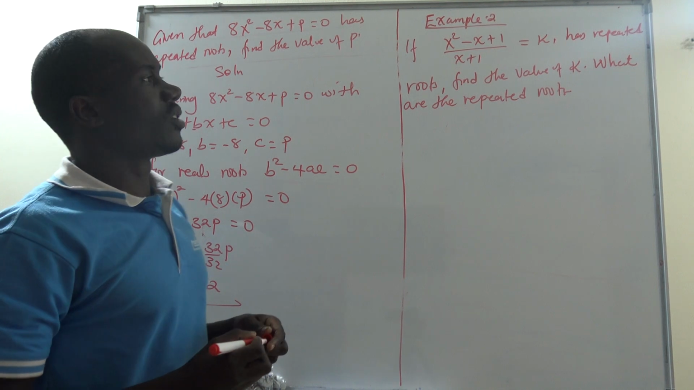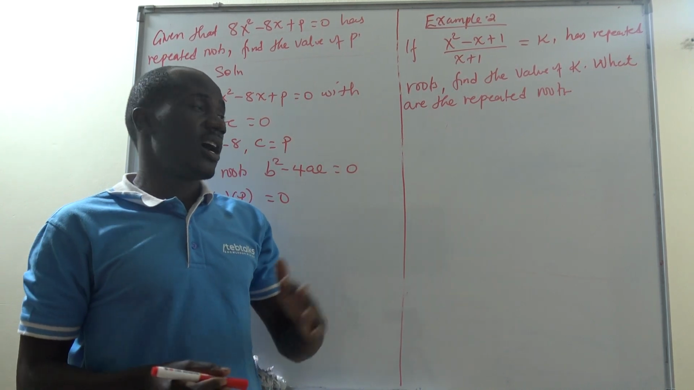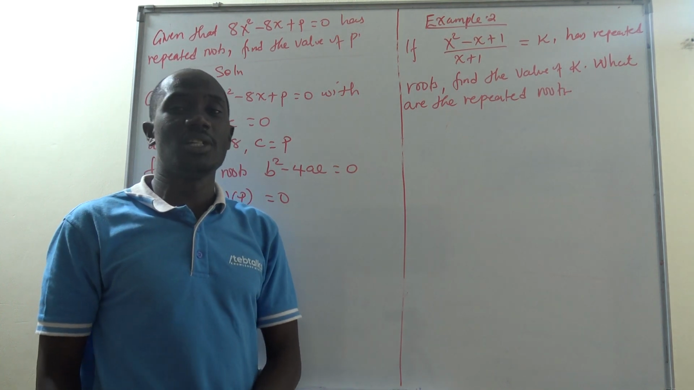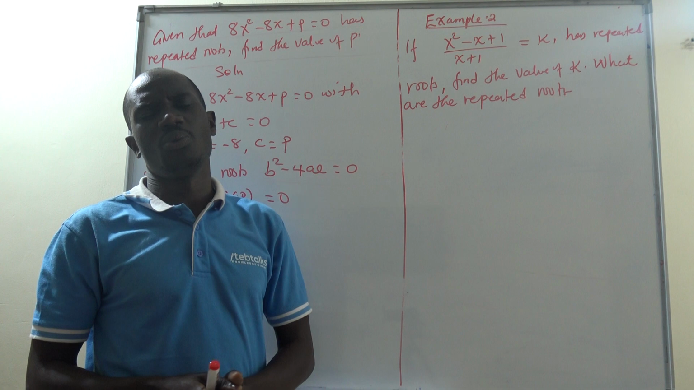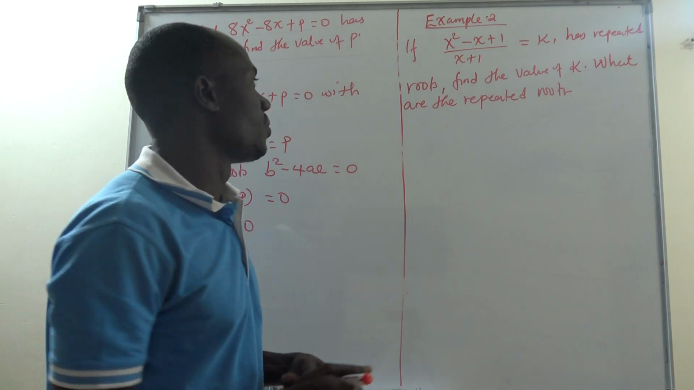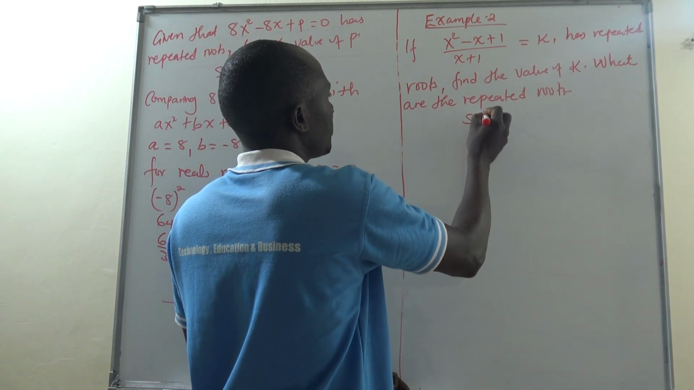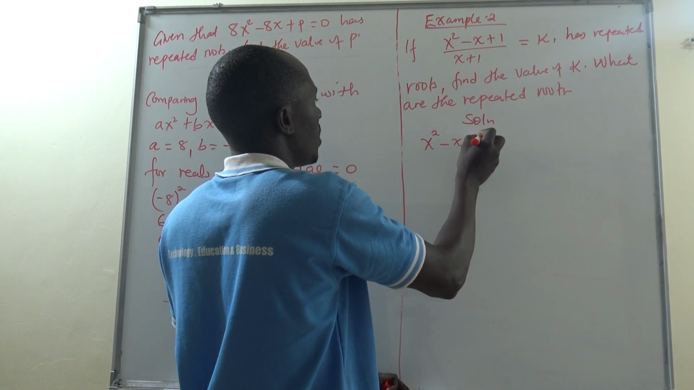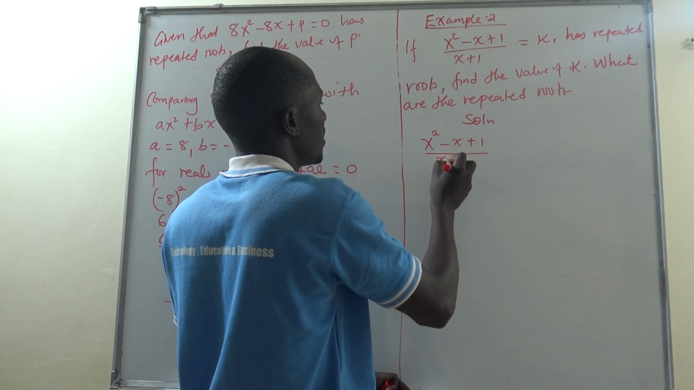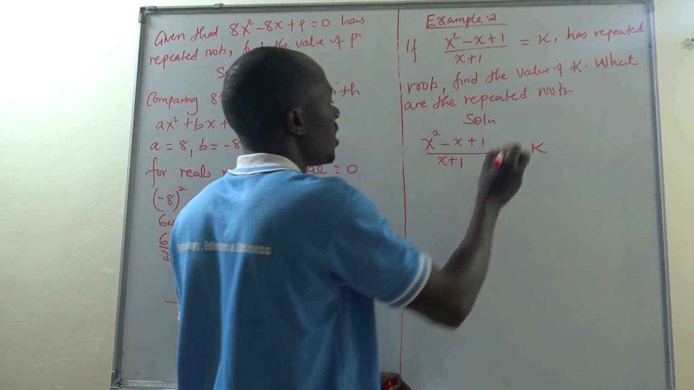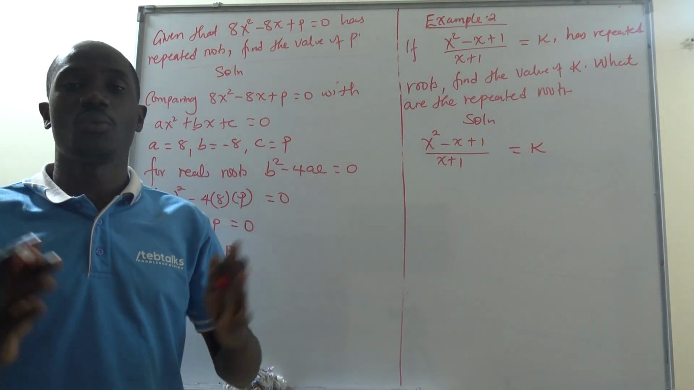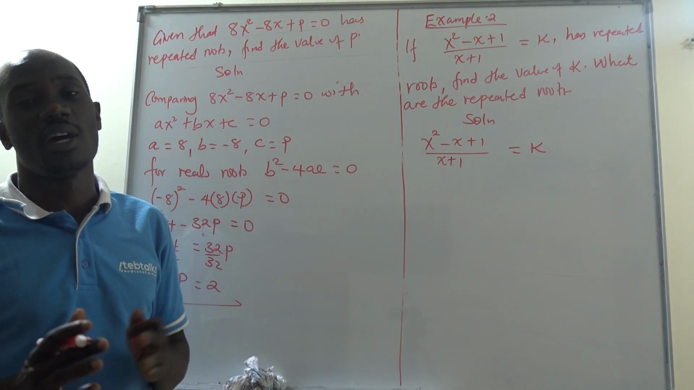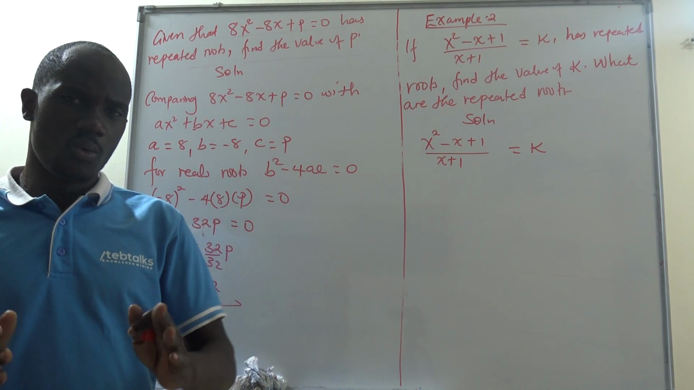So they have given us a question of this nature, and they have said that the whole of that is equal to k, and it has repeated roots. What do you do when a question comes in this manner? Solution. So I've got (x squared minus x plus 1) all over (x plus 1) equals k. The first step is we are going to cross multiply, and arrange it in terms of ax squared plus bx plus c equals 0.